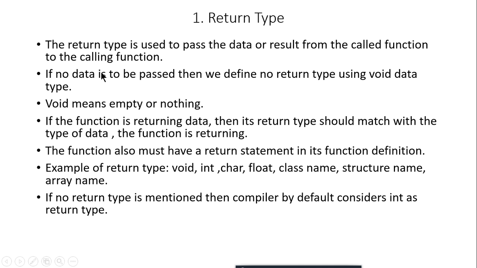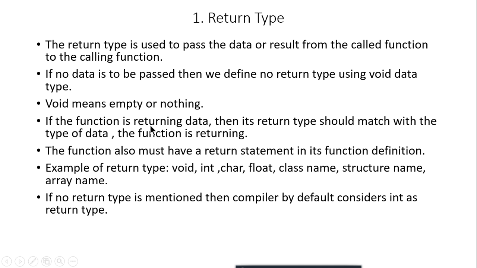If the function is not returning any kind of data, then you can pass void as a return type, which simply means empty or nothing. That is, your function is not returning any kind of value. So if you are saying void add, then void means this function does not have any return value. And if you are saying int add, this means your function add has a return type int and will return an integer value as a result.